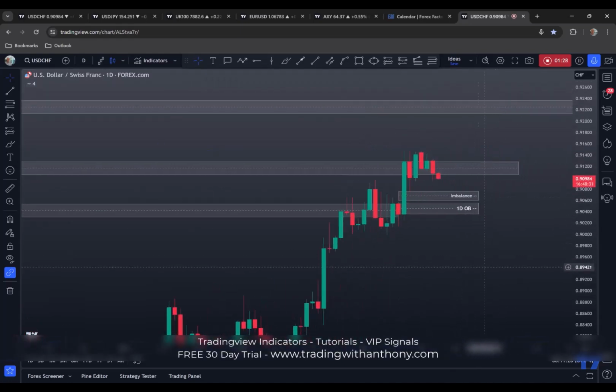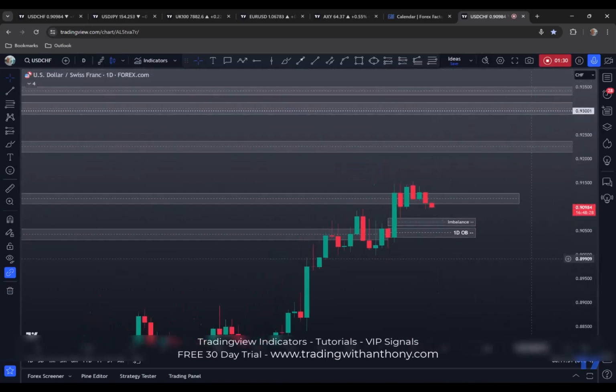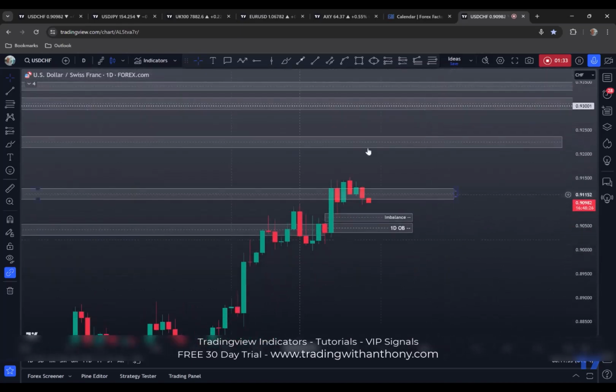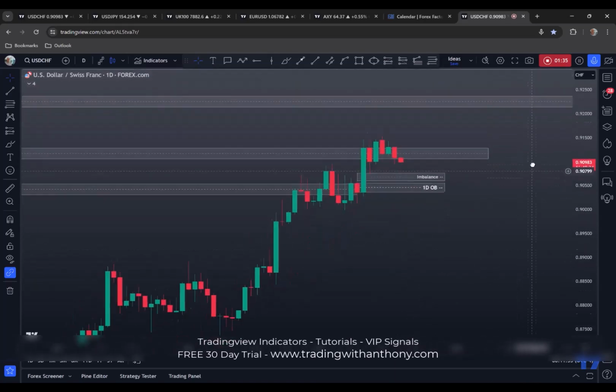So that's the first thing. I've got a bit of a roadmap here in terms of a bullish bias and potential targets moving forward.